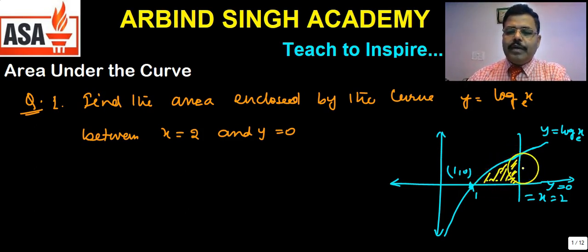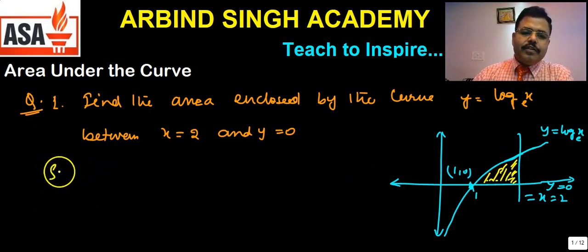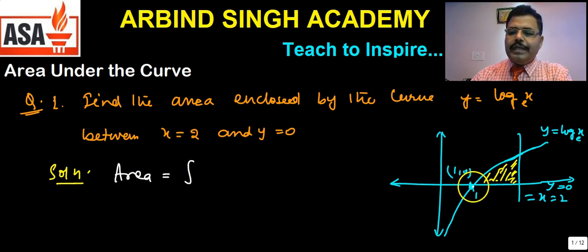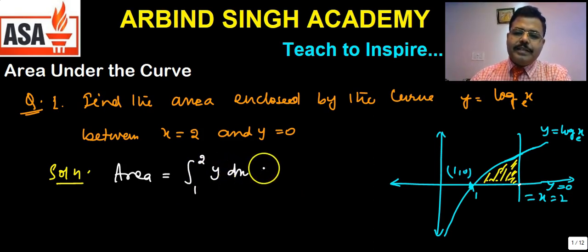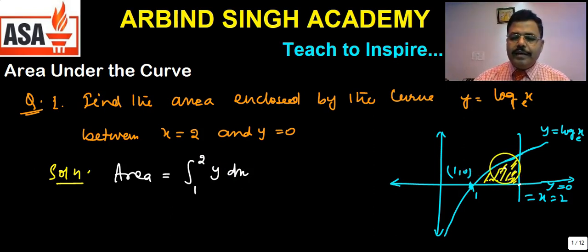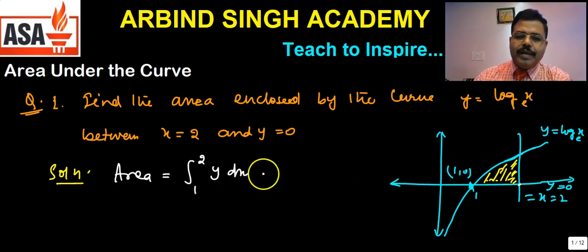This area you have to calculate. So what is the basic idea? It is nothing difficult. So solution: area under the curve will be area is equal to, x is equal to 1 to x is equal to 2, so integration from 1 to 2 y dx. What are we going to get? That area enclosed by the curve and x axis. So that is what we have to calculate.